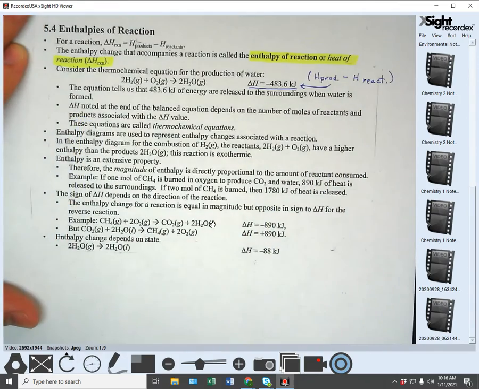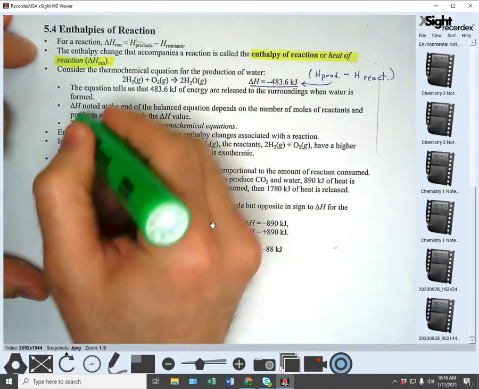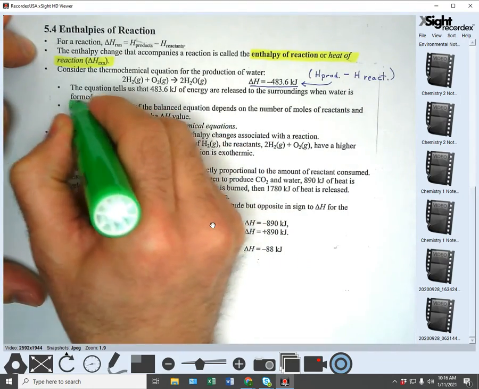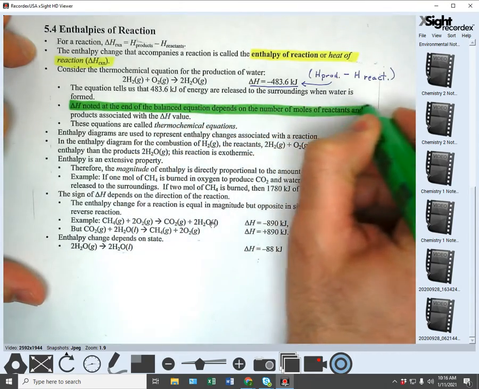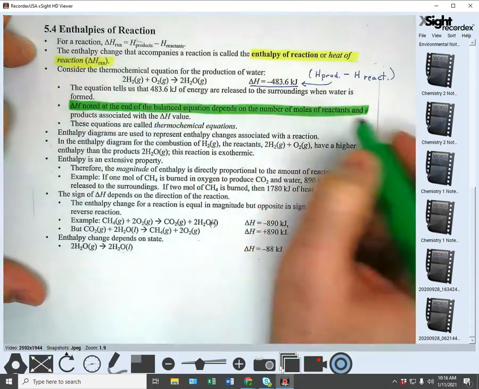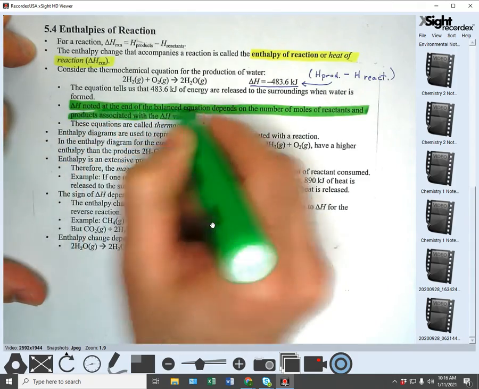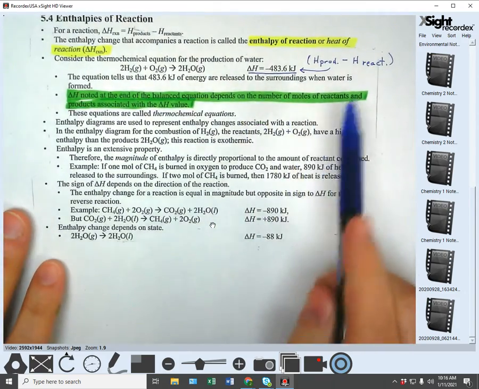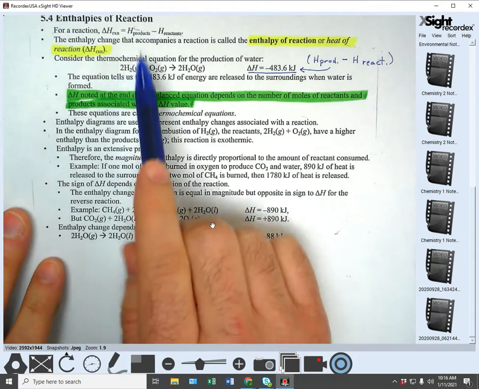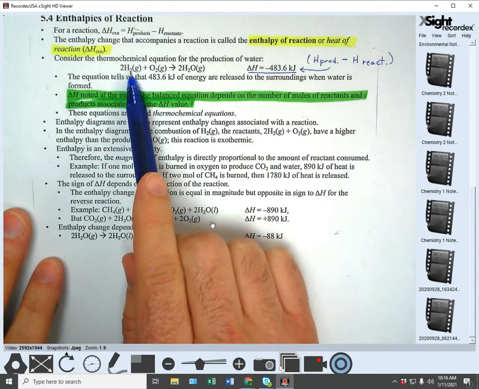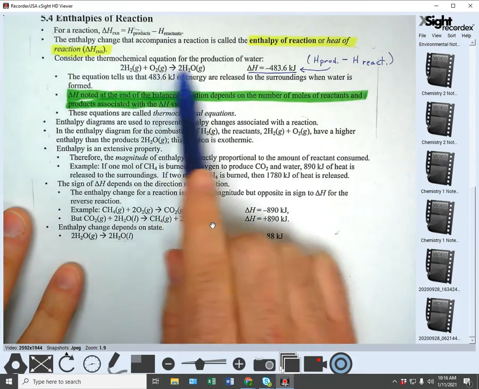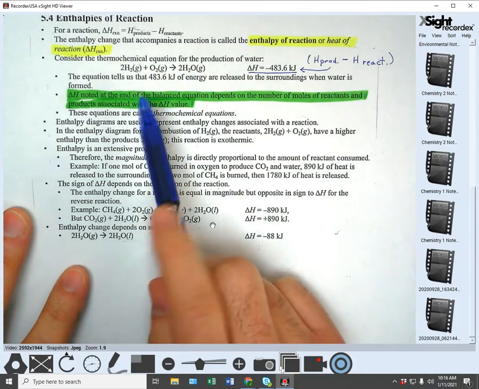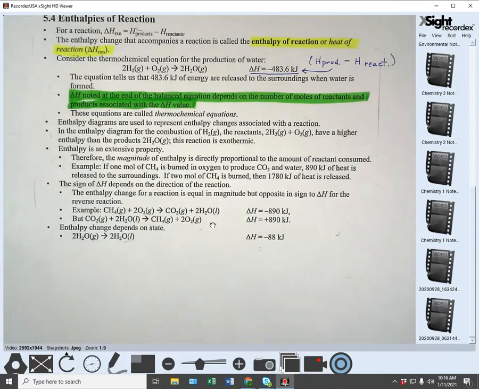This is important here. A delta H noted at the end of the balanced equation depends on the number of moles of reactants and products associated with the delta H value. So in other words, this delta H is specifically for the reaction of 2 moles of hydrogen gas reacting with 1 mole of oxygen gas and producing 2 moles of water. That's specifically for that amount.